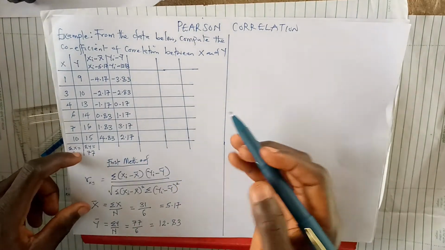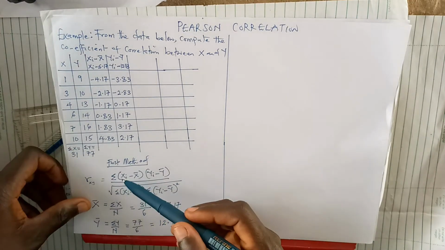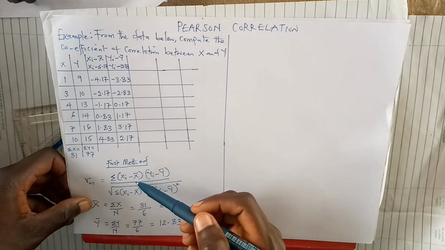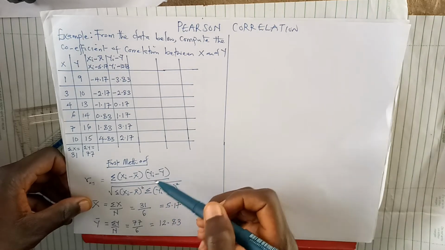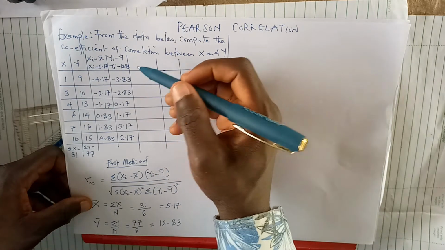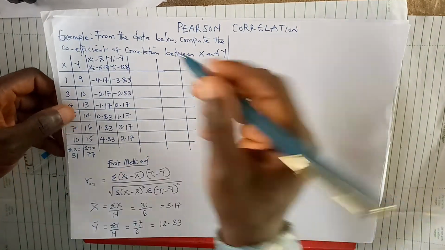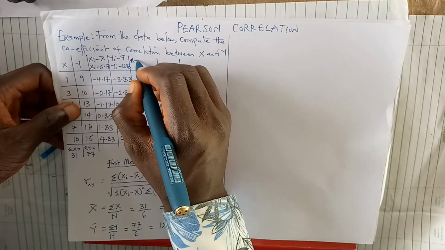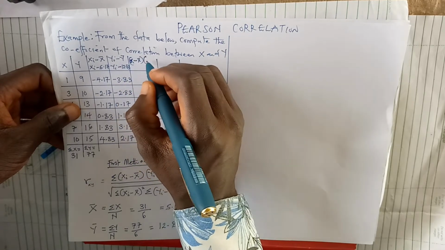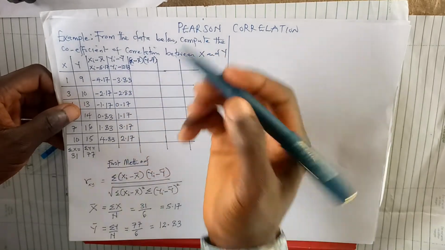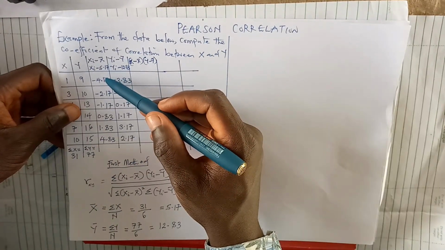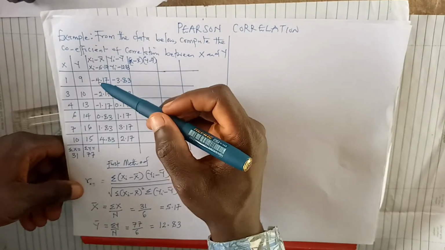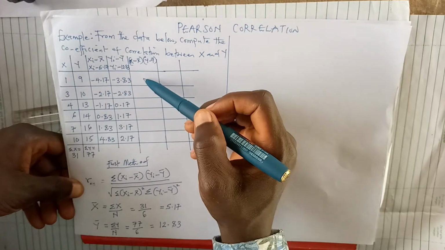Now from this formula, you can see that what we have here is the deviation of x multiplied by the deviation of y. So we are going to multiply these two together in order to get exactly what we have at the numerator here. So our next column is going to be the summation of x minus x bar into bracket y minus y bar. That is, each value of this column, we are going to multiply it by the corresponding value of this column here. So this multiplied by this will give us this box.